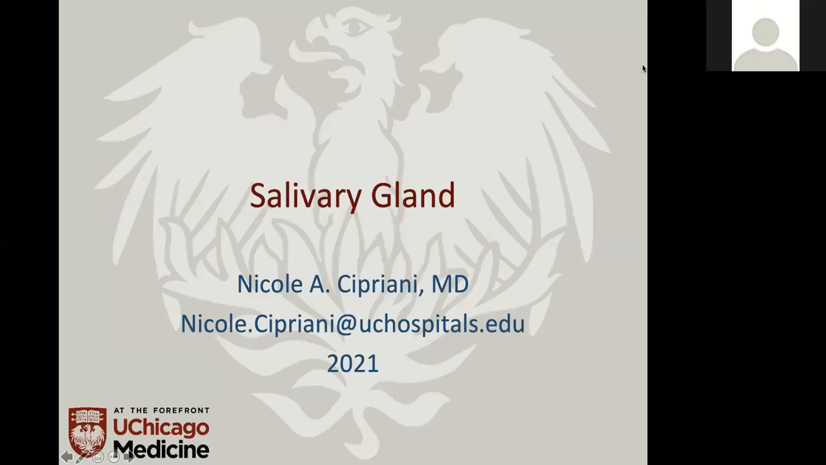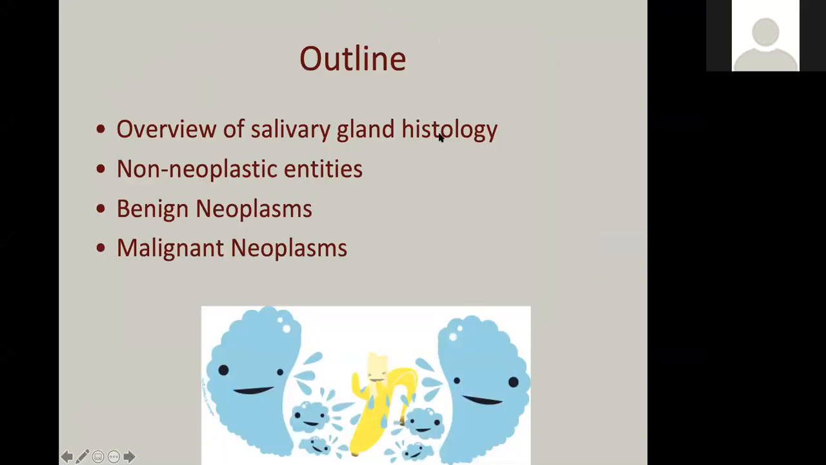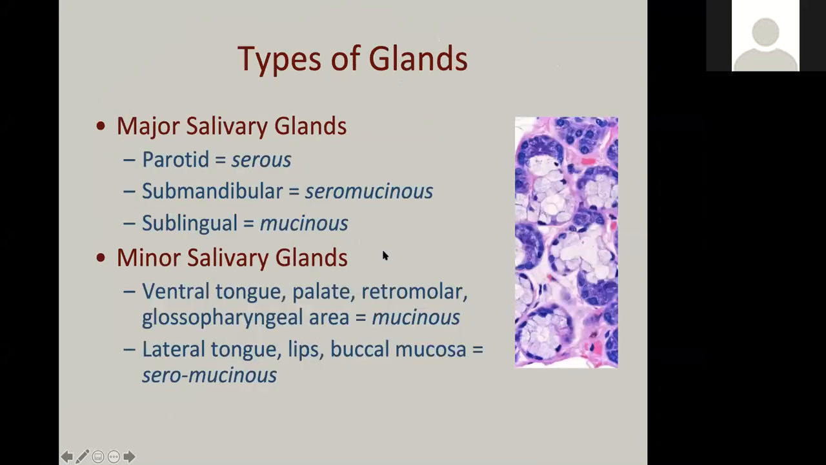All right, then without further ado, let's go. So, salivary gland. We're going to go over certainly some normal salivary gland histology and some non-neoplastic entities. We'll go over the FNA biopsy approach to neoplasms. And the bulk of this talk is going to be going over the histology of both the benign as well as the malignant neoplasms.